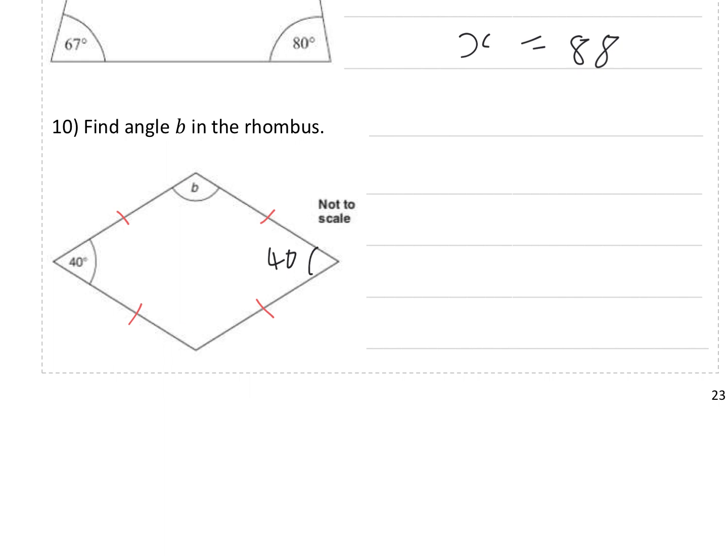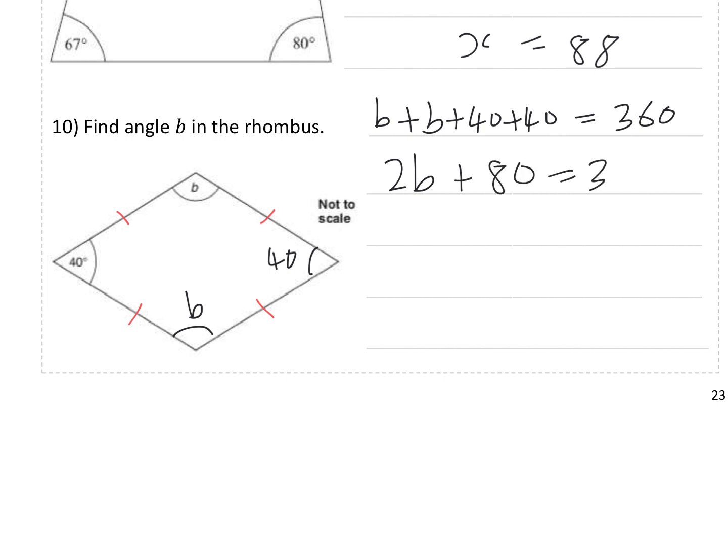And then these two angles are the same size. They're obtuse, and we'll call them both B. So now we've got the four angles in the quadrilateral, we can say that B plus the other B plus the 40 on the left and the 40 on the right, those four angles make up your quadrilateral, which is 360 degrees. If we simplify our equation, we can see we've got 2B and 80. That equals 360.